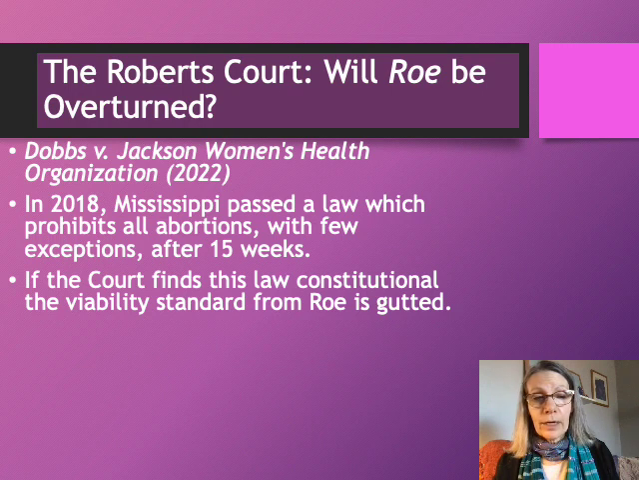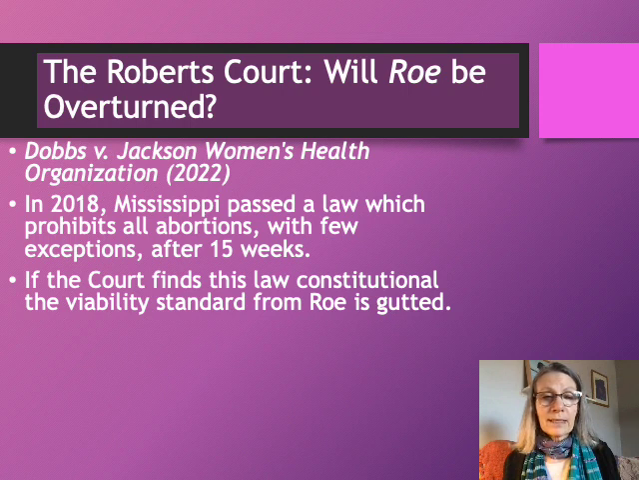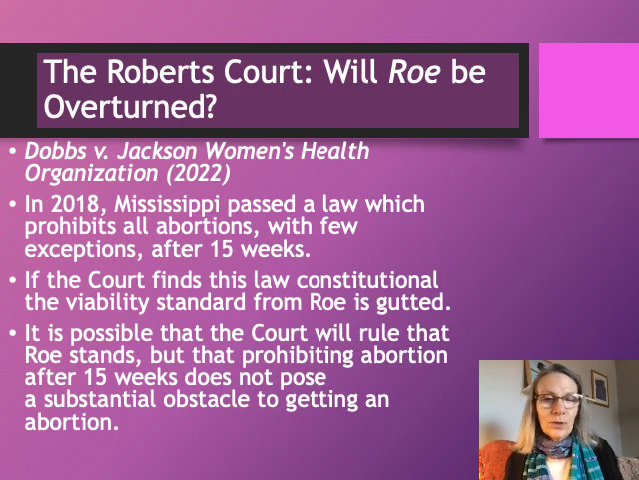There are a couple of things that could happen. It's possible that if the court finds that this law is in fact constitutional, the viability standard for Roe is gutted. Basically, Roe says that states can't prohibit abortions prior to viability. This law prohibits abortions prior to viability. So if the court finds this law to be constitutional, that provision of Roe is gutted. The viability standard is gutted, basically making Roe sort of like an empty decision. They may not come out and overrule Roe, but they might say that laws prior to viability are in fact constitutional. So how might they do that?